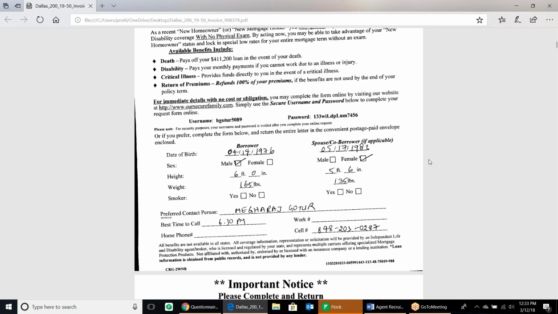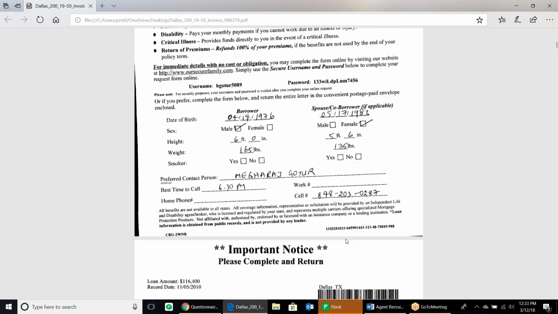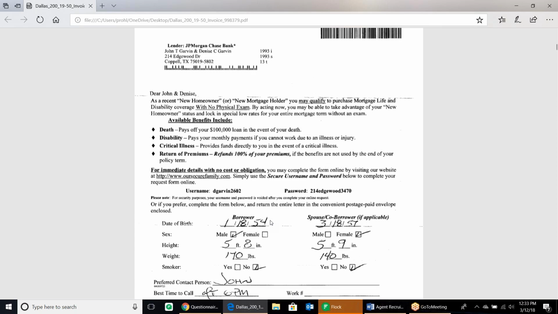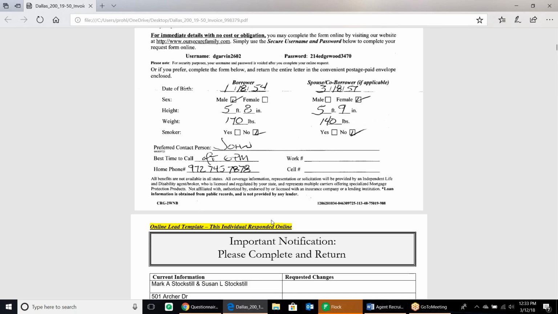You've already got their dates of birth, their height, their weight, and the best numbers to reach them, cell phone numbers in a lot of cases. This is fantastic information for a jumping off point. So it's definitely not like you're calling somebody out of the phone book, cold, for the first time. They did request information before.